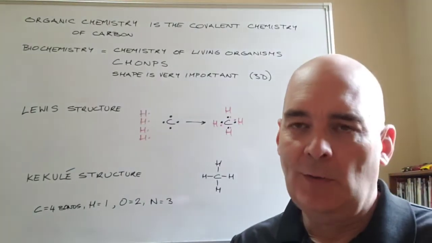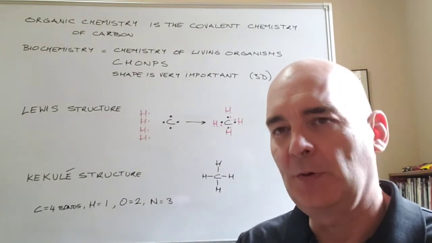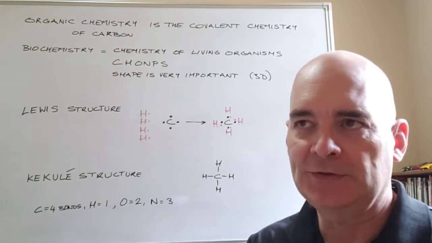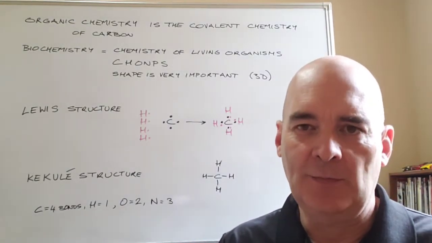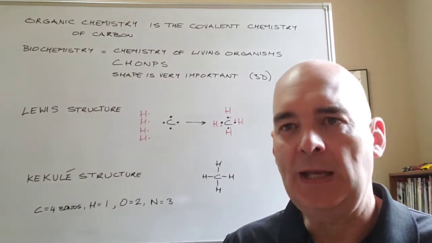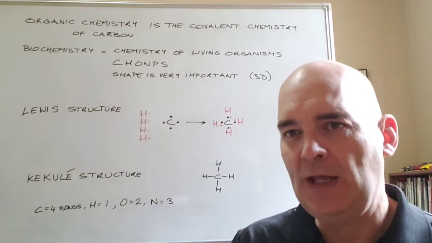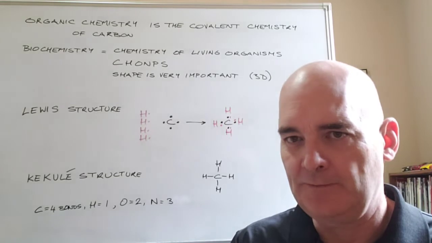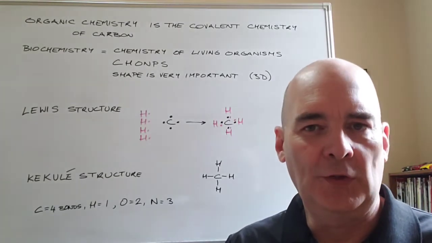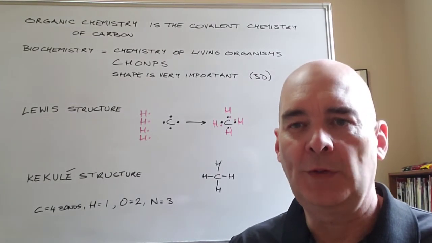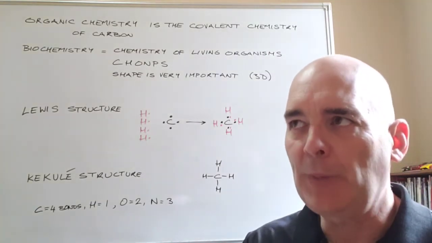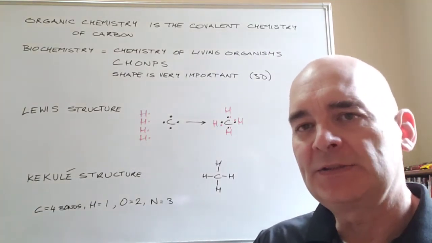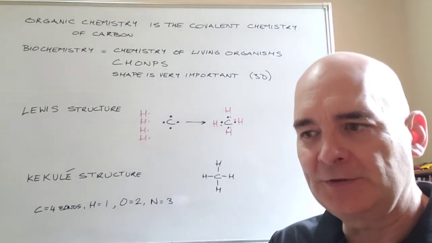Chapter 8 in our course, Chapter 24 in the textbook, covers biomolecules. And that means we're going to need to look at organic chemistry and biochemistry. Organic chemistry is the covalent chemistry of carbon. And we already know from Lewis structures that carbon always makes 4 bonds. That's going to be important. Biochemistry is the chemistry of living organisms.